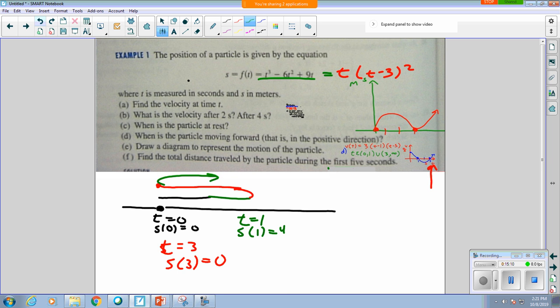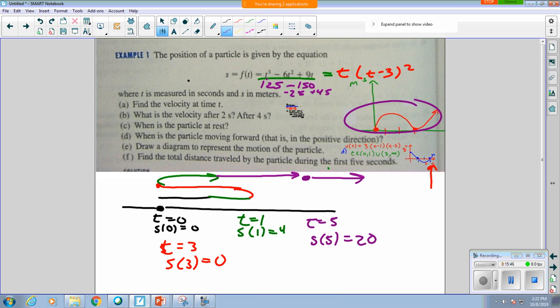To finish this diagram on letter E to help us, I'm going to do T of 5 in purple, just so we have it out here. I'm going to put that in the position function, S of 5. Put in 5, 125, minus 6 times 25 is 150. That's negative 25 plus 45. I get the position as 20. So it just keeps going. And at 5, it's at position 20, but then it just goes on too. So there's the diagram. And this is how the book diagrams it. Everybody, you'd get the same thing from this graph. Is everybody with me? This is the same graph, but this is just a diagram of how it goes forward and backwards.